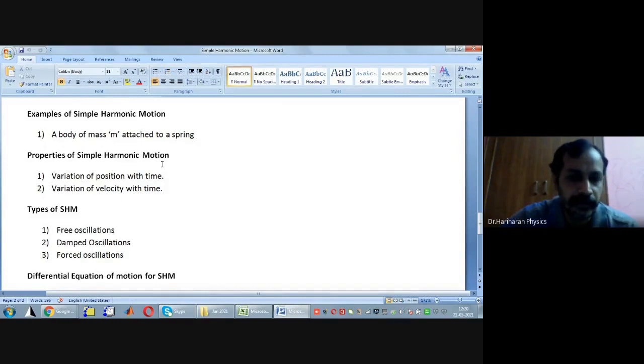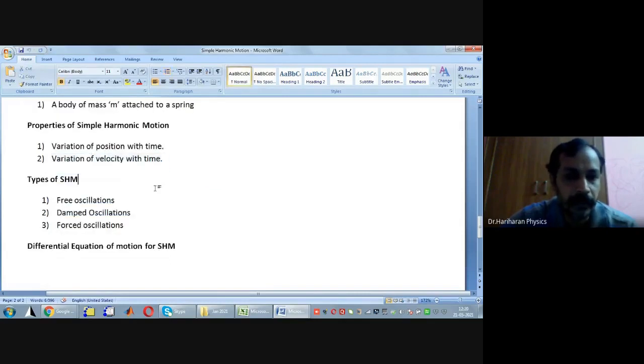And properties of simple harmonic motion means what? We will refer to how the position of the object varies with time, and also how the velocity of the object will vary with time. Okay, and there are three cases of simple harmonic motion. One we call free oscillation, other is going to be damped oscillation, and the third case is going to be forced oscillation.